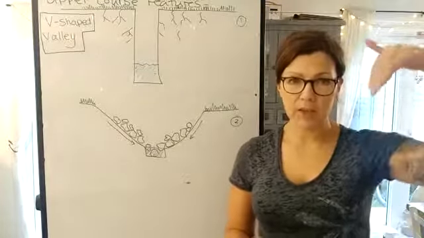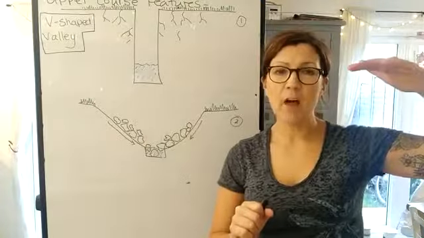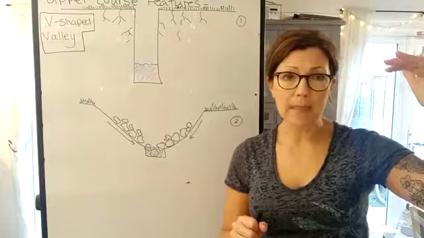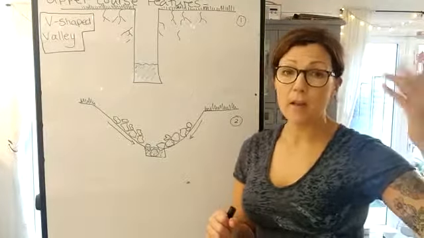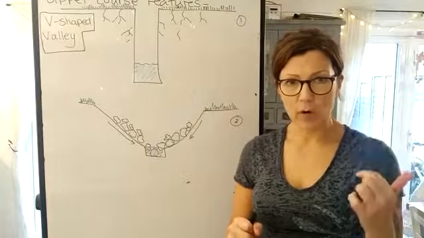So most of its energy is downwards and not sideways in the upper course because it's very high up, often at the top of the drainage basin, up at the top of the hills or the mountains, and it's trying to make its way because of gravity back to sea level. So it's got lots of energy and it's eroding downwards.